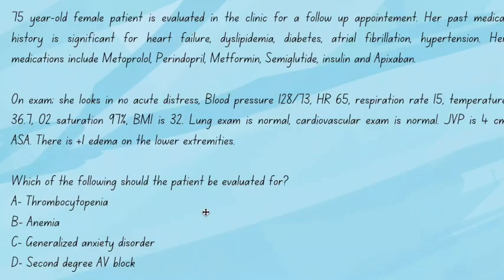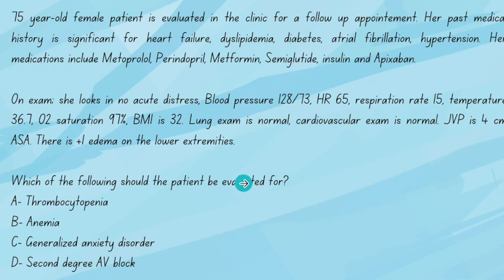Which of the following should the patient be evaluated for? A 75-year-old female evaluated in the clinic for a follow-up appointment. Her past medical history is significant for heart failure, dyslipidemia, diabetes, AFib, hypertension. Her medications include metoprolol, perindopril, metformin, semaglutide, insulin, and apixaban. We examine her. She's not in acute distress. Her heart rate is 65, respiratory rate 15, temperature is 36, oxygen saturation 97%, the BMI is 32, lung exam is normal, cardiovascular exam is normal, JVP is 4 centimeters, and a +1 edema on the lower extremities.